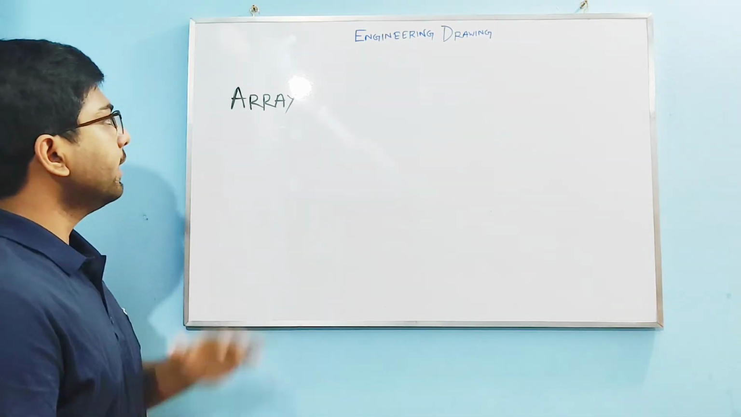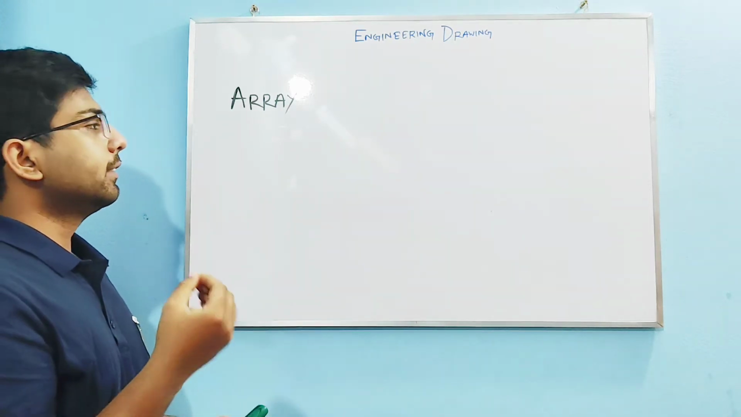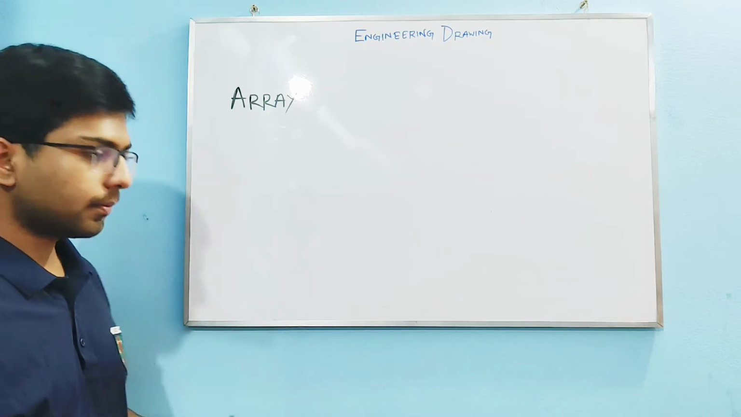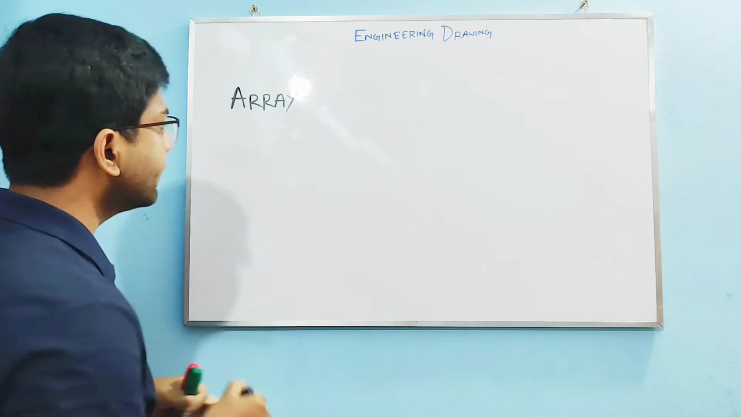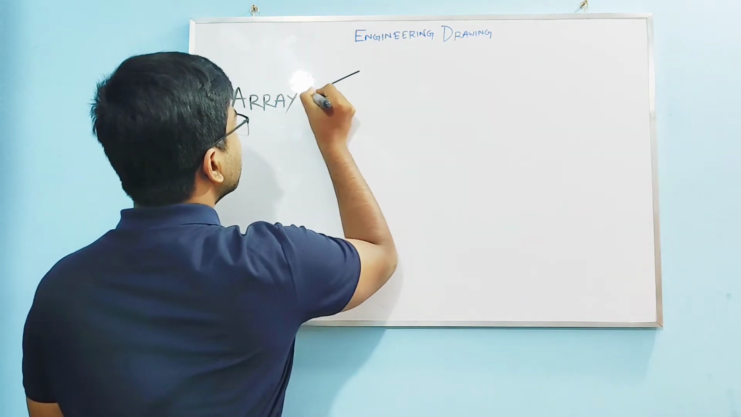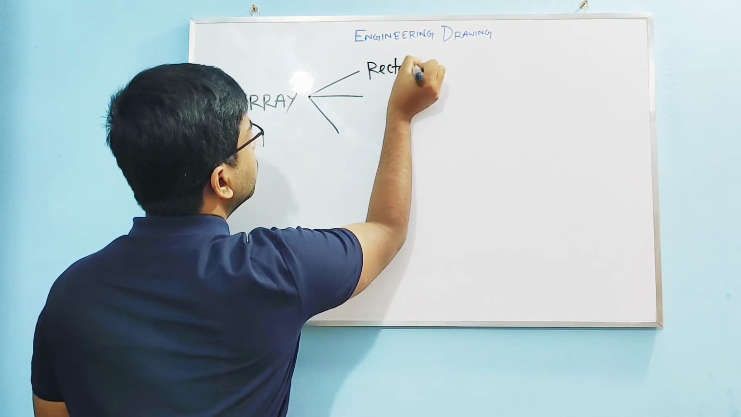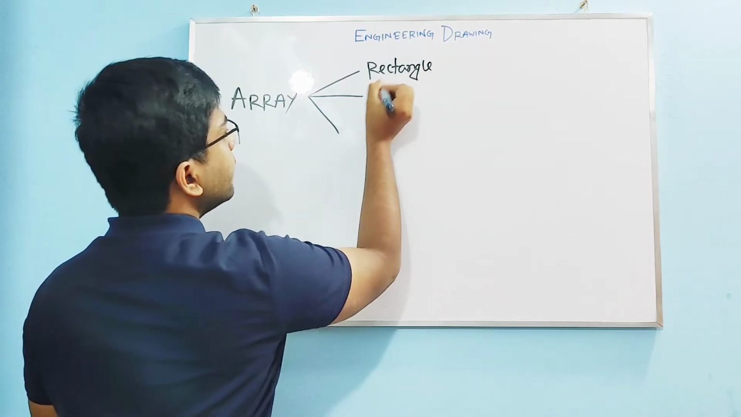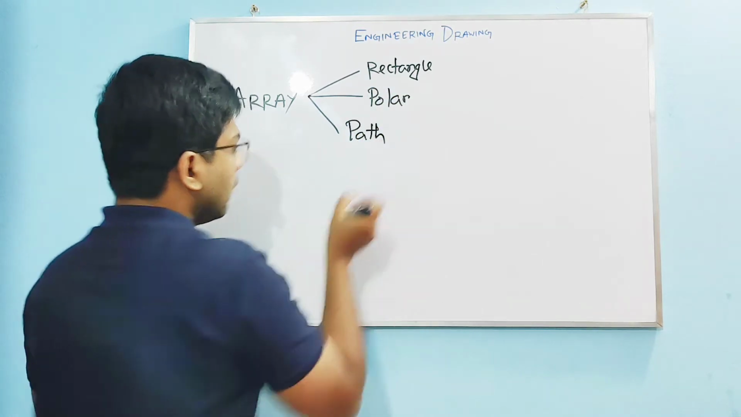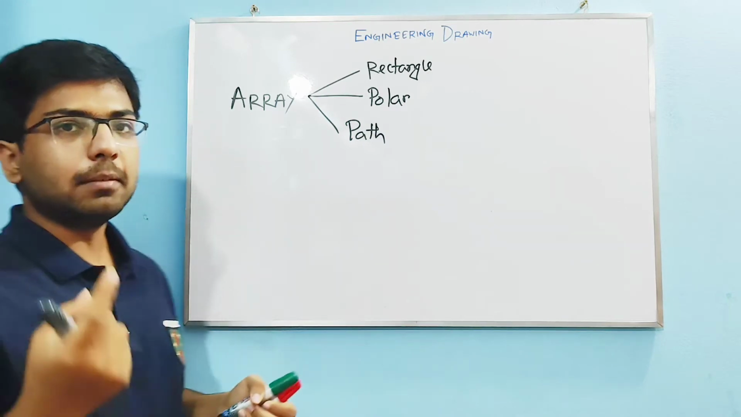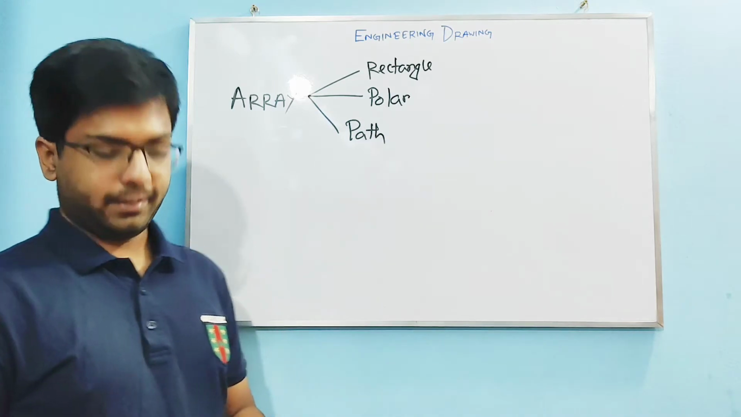This array command is basically used for creating multiple objects from a single object. Okay? And there are three ways to do it. The first one is rectangular, and the next one is polar, and then path. So what these three things basically mean is, let's start with the rectangular array.